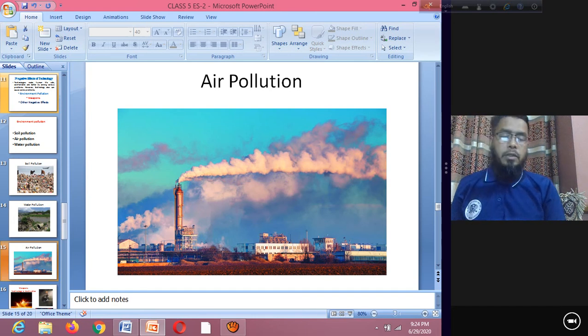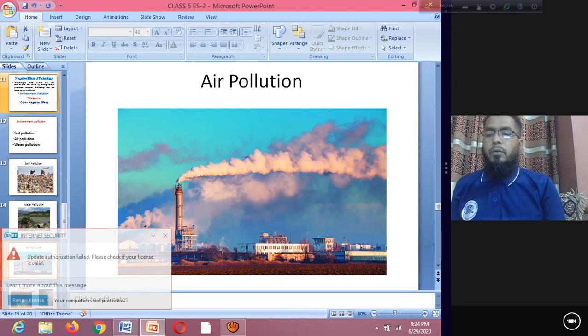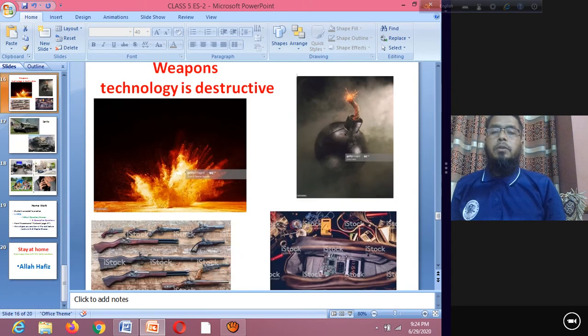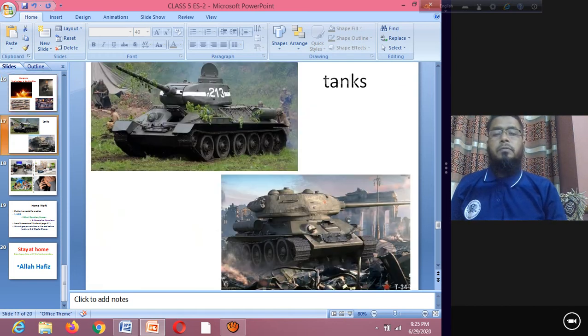Now we will discuss weapons. What about weapons? In this picture you can see weapons technology is destructive. The first picture is about bombing. The second one is a bomb, and there are some weapons, shotguns and other guns, and there is a time bomb also. These are destroying our life. These are used in devastating and destructive works.